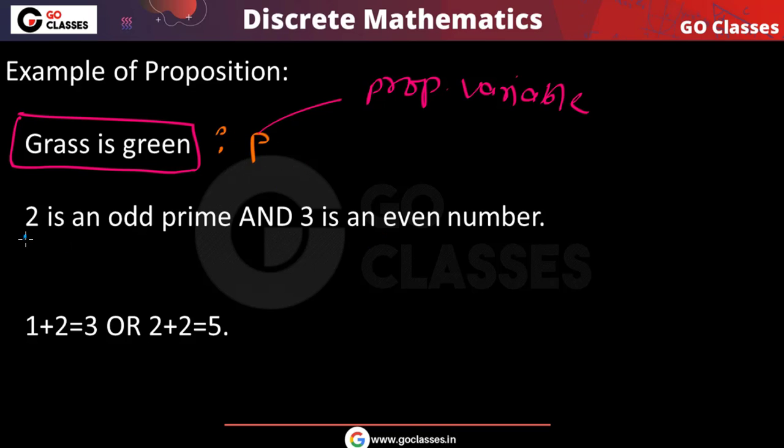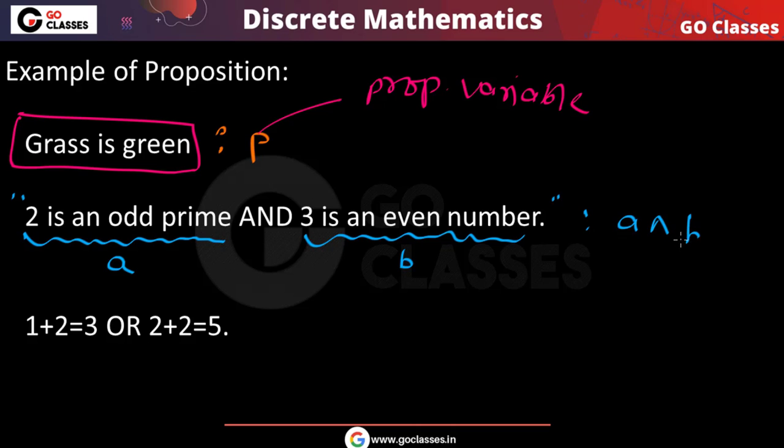So here you can notice this part, "2 is an odd prime," is an atomic proposition, so we can represent it by a. This other part is also an atomic proposition, and we can represent it by b. So this complete statement we can represent by a and b. Okay, so this is the idea.